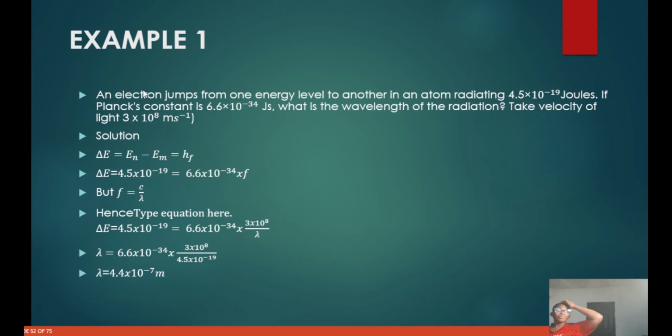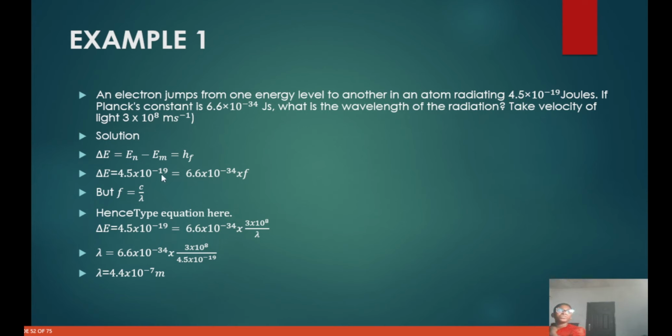So this is an example. An electron jumps from one energy level to another in an atom, radiating 4.5 times 10 raised to the power minus 19 joules. If the Planck constant is this, what is the wavelength of the radiation? Take the velocity of light to be equal to this. So we have an electron in the ground state. Then maybe light was incident on it, and it jumped to another energy level, and now we are asked to get the wavelength.